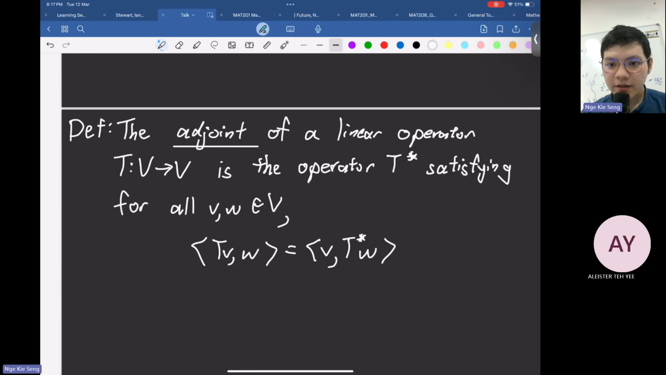Okay, so this is the adjoint. You can translate this into Dirac notation, right? How do you write this in Dirac notation? Just now I spoke about how you see the inner product as a bracket, right? So how do you write this in bracket form?